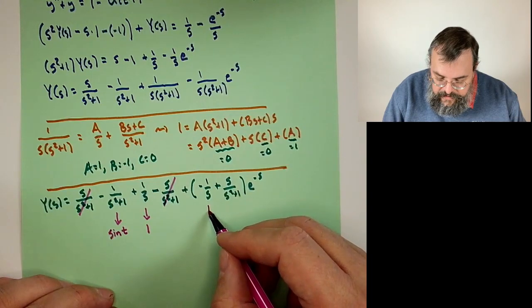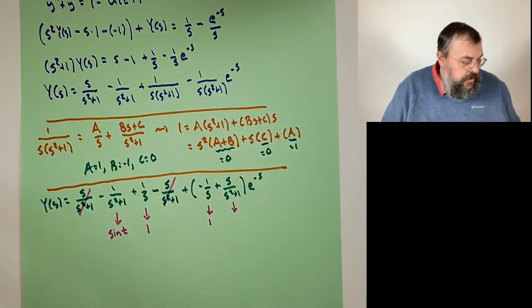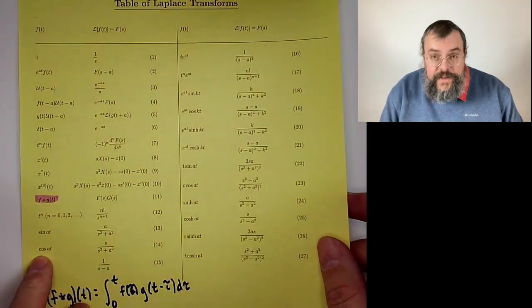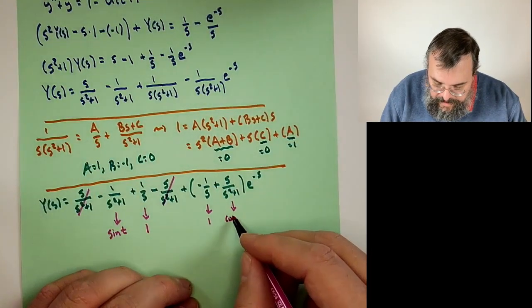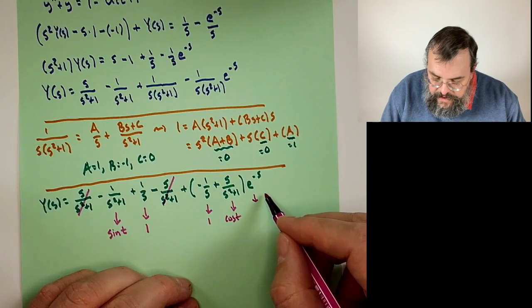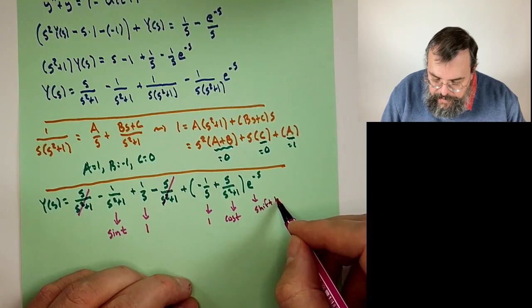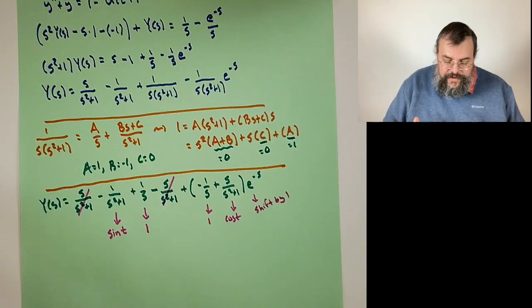1 over s goes to 1. s over s squared plus 1, again, it's on our table, and that is cosine t. So that's cosine t. And finally, this e to the minus s means we have a shift by 1.